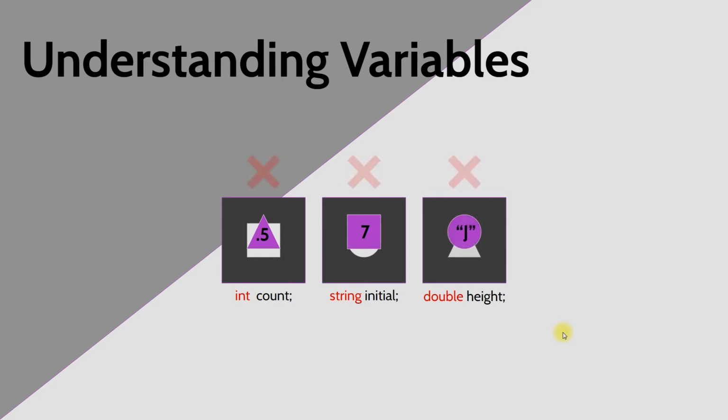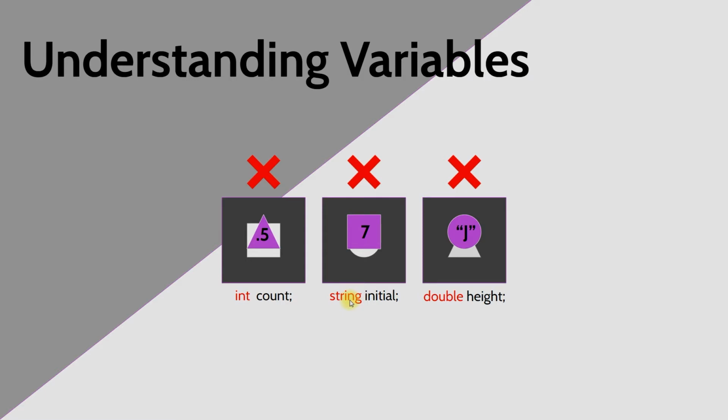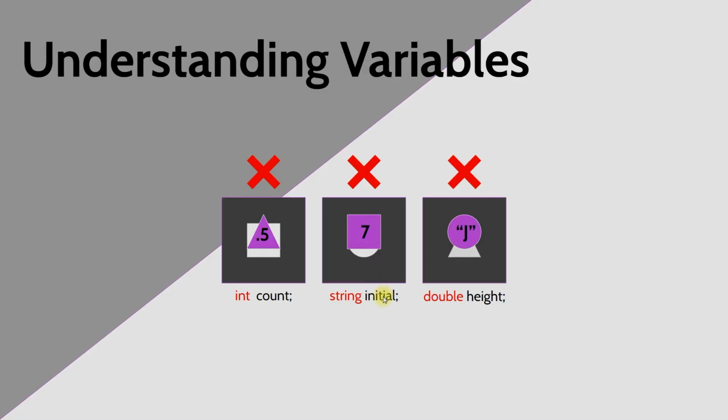Trying to store 0.5 in count won't work because the data type of int won't hold decimals. If you remember, those are whole numbers. The number 7 cannot be held in string. Now you might think, hey, you said digits can be held in a string variable, and you're right if you thought that, but the 7 would still have to be inside double quotes, which it's not. So since it's not, it will be treated as an actual number, not a digit. And so we can't store that in a string. Same thing with a J in quotes cannot be stored in the variable height because it's not a double.